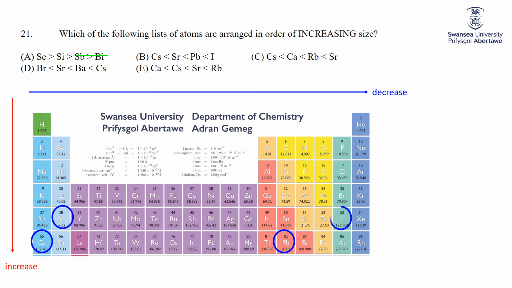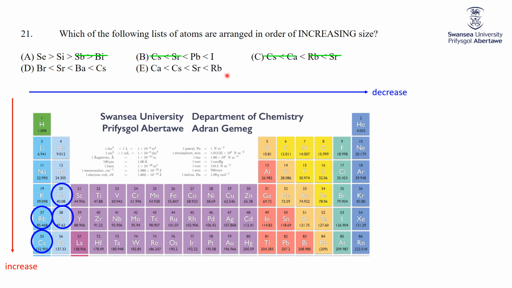Let's go to B. So we've got cesium, strontium, lead, and iodine. Well, let's see. Cesium down here is probably going to be the biggest element on the table because it's the furthest down and the furthest to the left. So I would say that cesium is bigger than strontium, not the other way around. Cesium, calcium, rubidium, strontium. So let's add on rubidium and calcium here. Well, again, cesium should be the biggest. It's actually listed here as being the smallest, so that's definitely messed up.